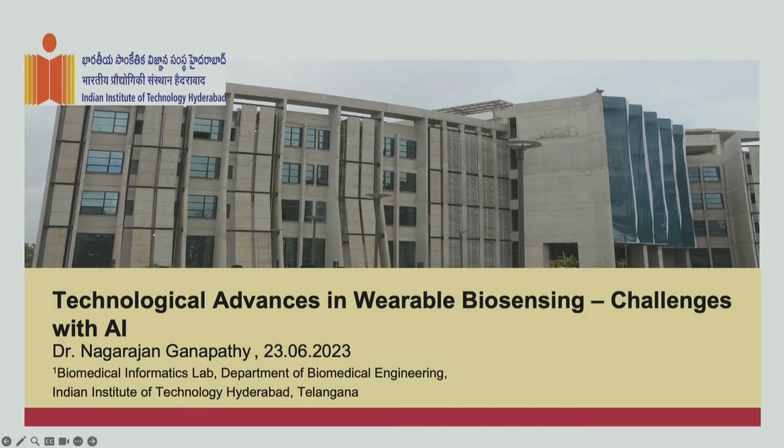What I'm going to do today is talk about technology advances in the sense of different wearable devices which we use in our lab, and how we are trying to transform spaces into diagnostic spaces. That's what I was highlighting when I came in earlier.